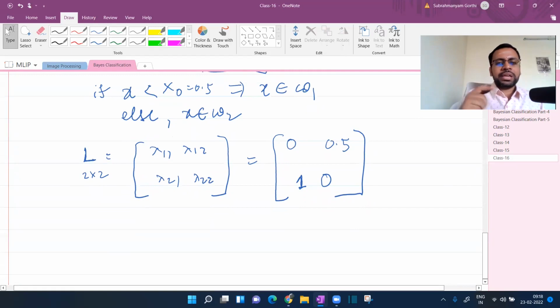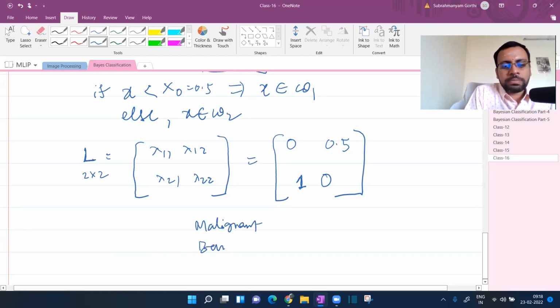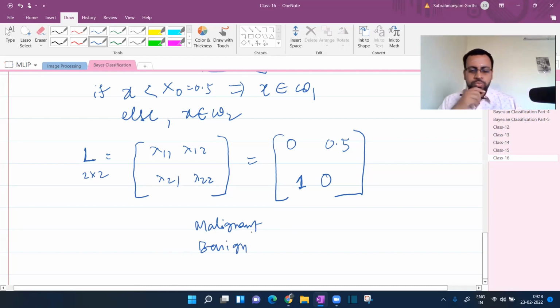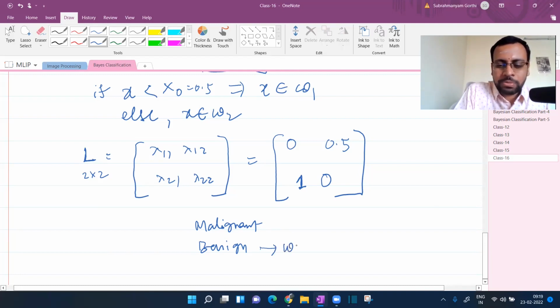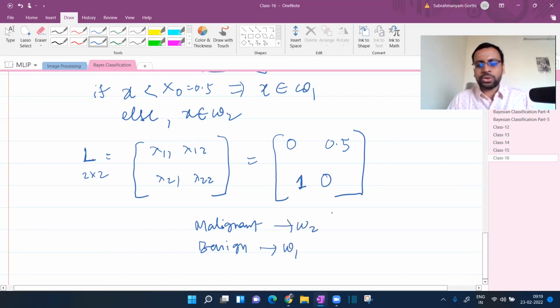Right? So again, let us consider the earlier example of tumors: malignant tumor and benign tumor. If these are the two classifications that you are doing, which one would be which class if this is your loss matrix? Will the benign tumor be class 1 or class 2? Class 1, very good. This would have been omega 1 and this would have been omega 2.